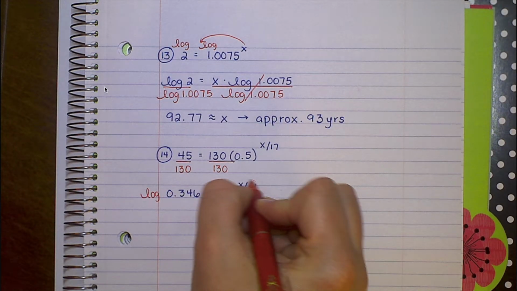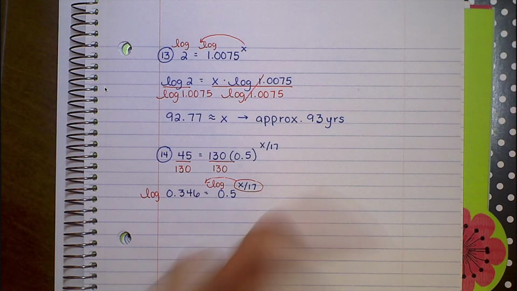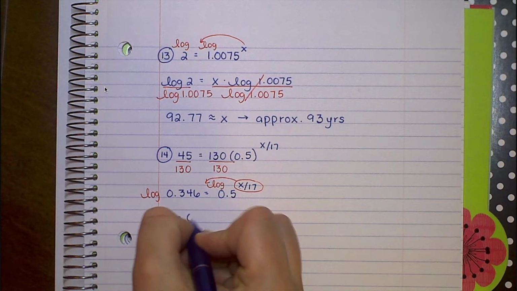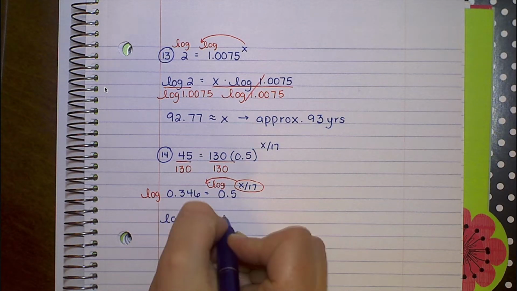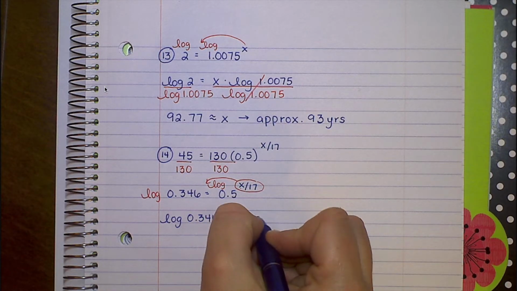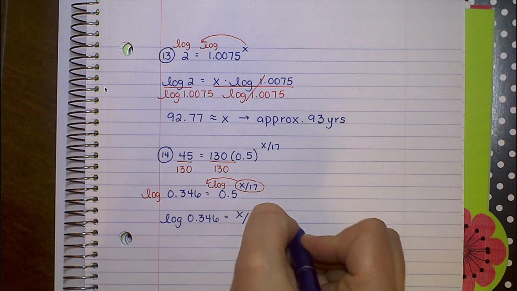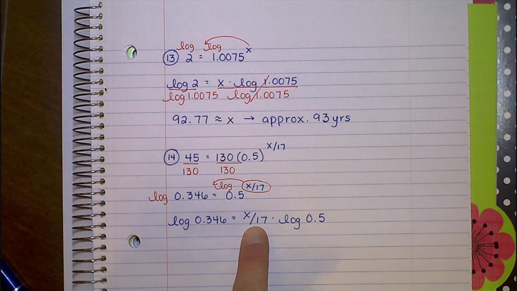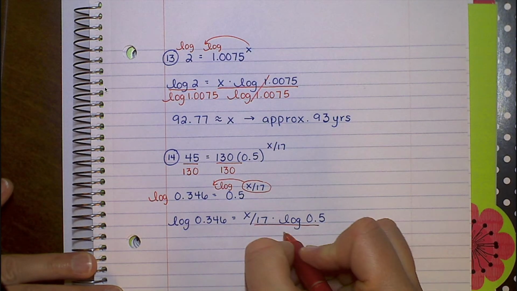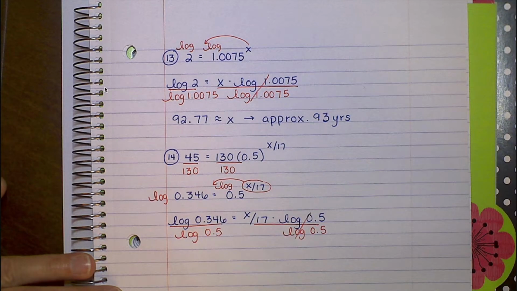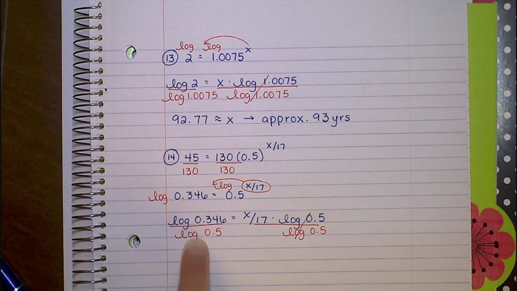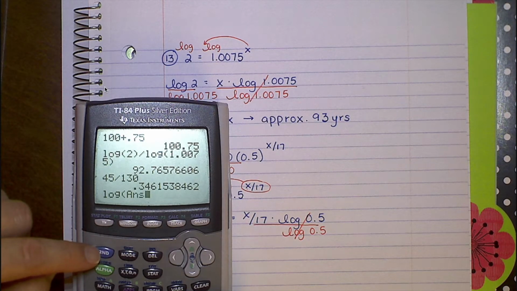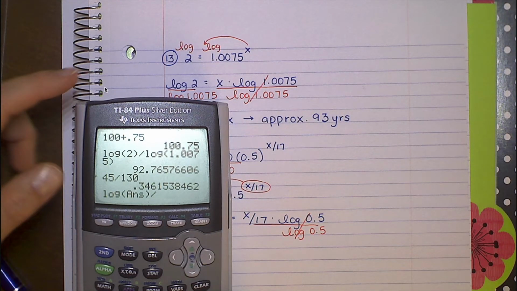And what I'm going to do is take this entire exponent and move it in front of the log. So now I'm looking at log of 0.346 equals x over 17 times log of 0.5. I'm still trying to get this thing by itself, so I'm going to divide by that log 0.5. Just like I've done with all the other ones, when I do this calculation here, I'm going to try to keep that whole decimal, right? So I'm going to do log of the answer from above divided by log 0.5.